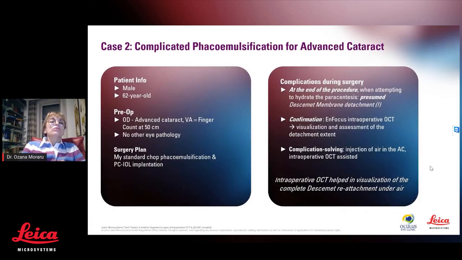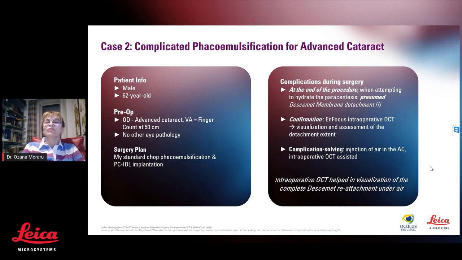Let's go on to the second case. It is also a cataract surgery, but a complicated one. I'm talking about a 62-year-old male with an advanced cataract, finger count pre-op visual acuity, no other eye pathology. I had planned to use a standard chop phacoemulsification and PCIOL implantation, but at the very end of the procedure, when I attempted to hydrate the paracentesis, I saw a strange, slightly curved, thin line, which I presumed was a descemet membrane detachment.